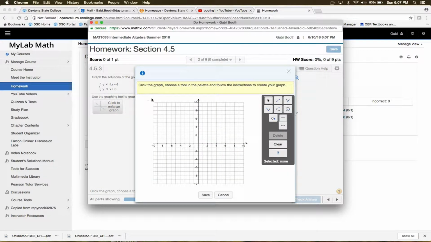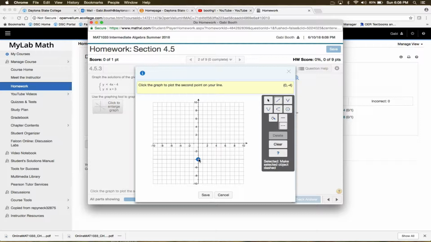So I'm going to click on enlarge graph. I need the line tool. For the first one, because it is a strict inequality, it just says less than, I need a dashed line. And the way I'm going to graph them is I'm finding the y-intercept by setting x equal to 0. So the y-intercept in this case would be 0, negative 4.